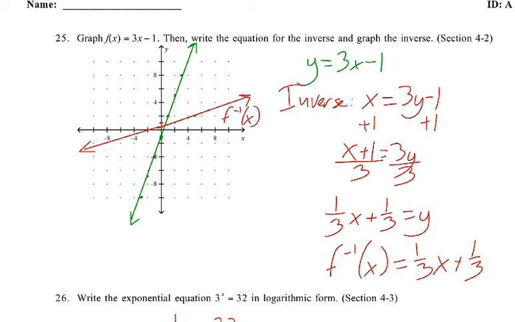So again, hopefully on the exam, it'll be multiple choice. There will be nicer numbers for you to work with, but you'll be in good shape.